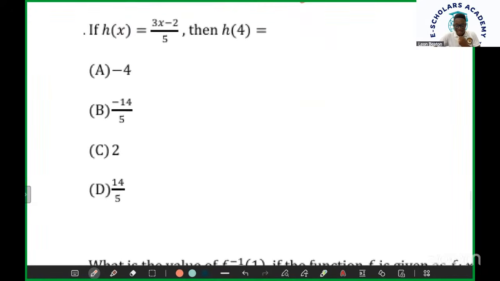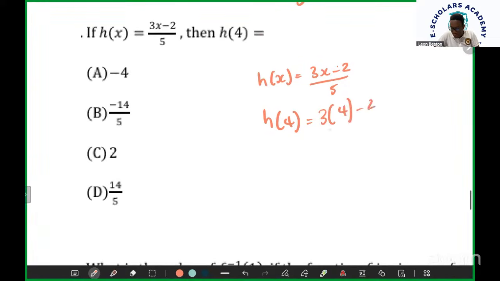If h of x is equal to (3x minus 2) over 5, then h of 4 is equal to... So h of x is equal to 3x minus 2 all over 5, and you want to find h of 4. This is a giveaway. We just substitute x with 4. So this will be 3 times 4 minus 2, all over 5.